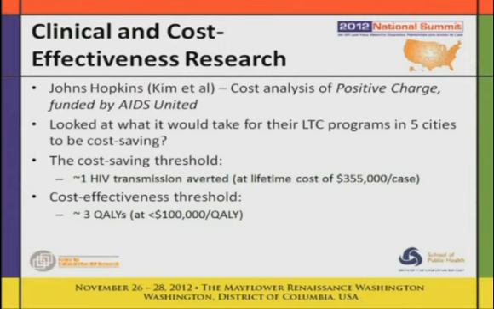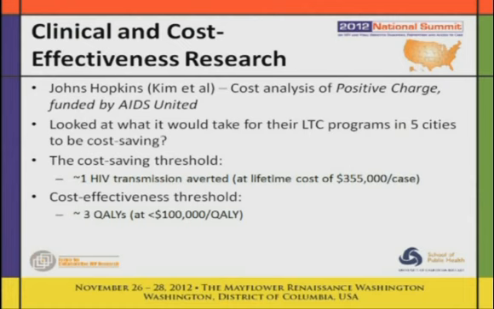So Kim et al. from Johns Hopkins was looking at a cost analysis of several programs in 5 cities to look at HIV linkage to care, and looked at 2 different thresholds of what these programs for linkage to care would have to achieve to reach cost saving as well as to reach cost effectiveness.